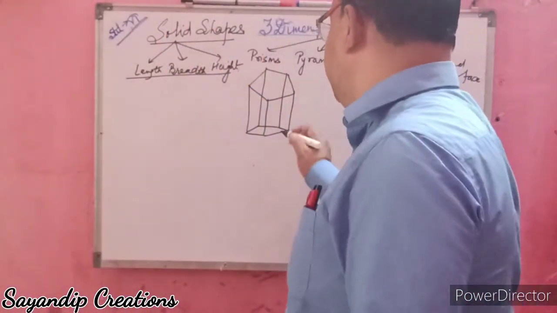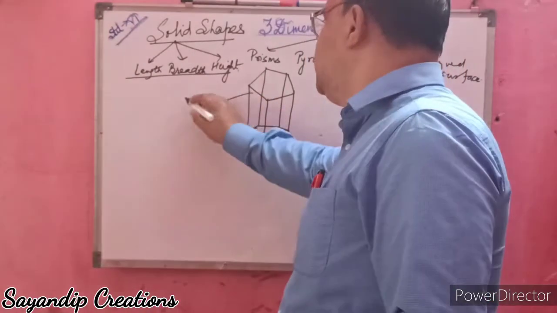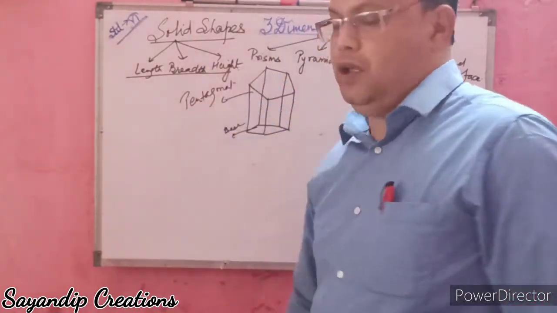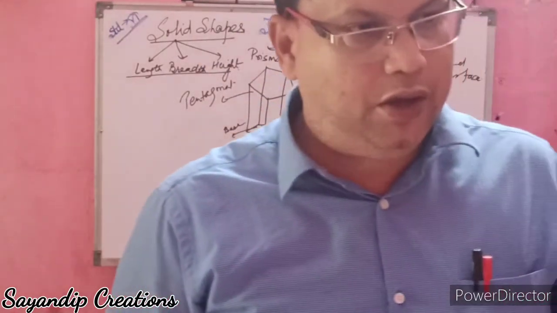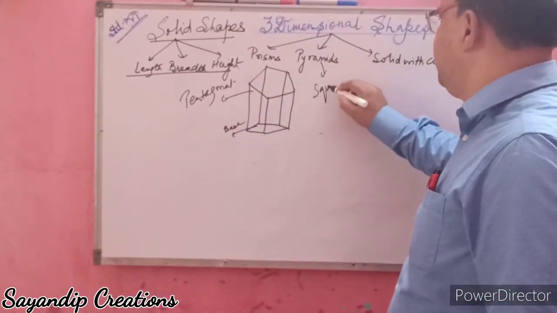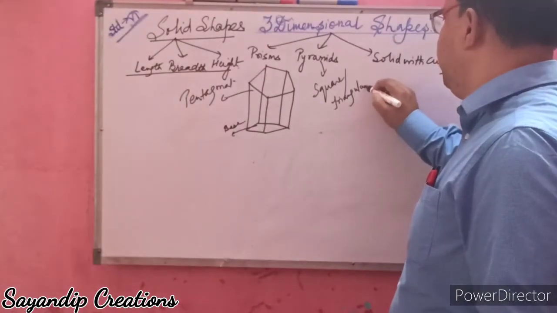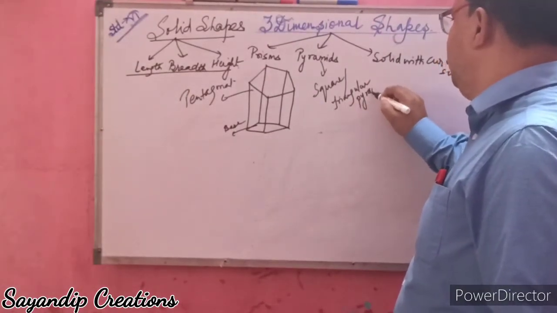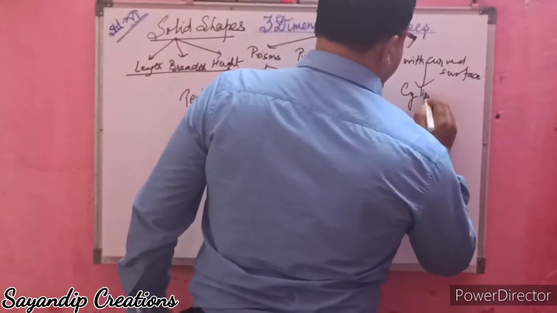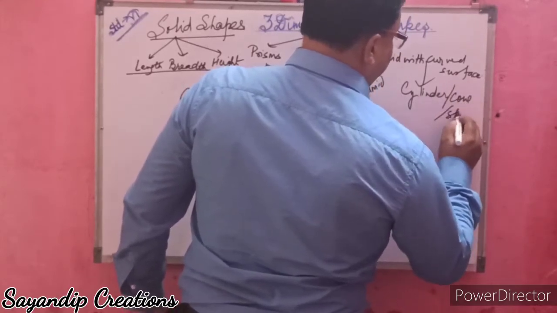This is a pentagonal prism, this is a base. This is called a base. This is a pentagonal prism. Now under pyramid it will come square pyramid or triangular pyramid. Another with curved surface, here it will come as cylinder, cone, sphere, etc.